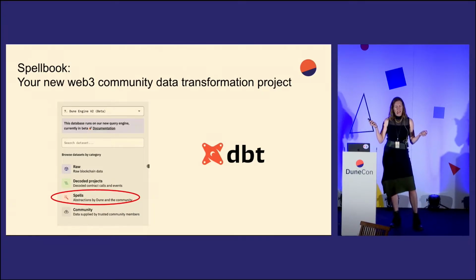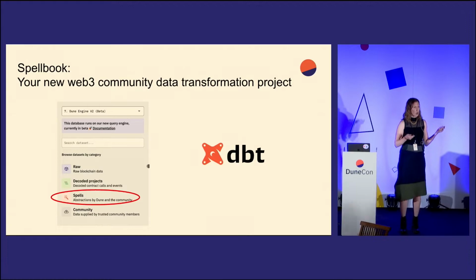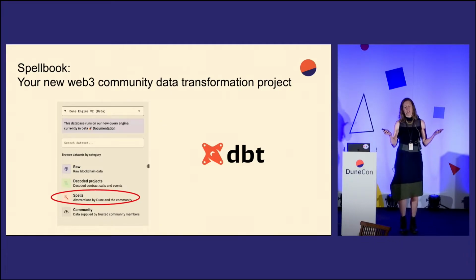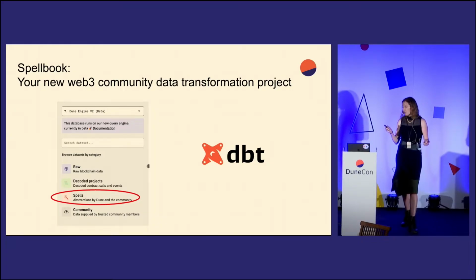So Spellbook, previously called Abstractions, is our Web3 community data transformation project. I'm sure all of you are aware of the terms ETL and ELT, and T, transformation, is what we're doing in Spellbook. We've made this big maturation of our project by converting our repo into a DBT project, data build tool. And DBT is basically an open source analytics framework that tries to take the best practices from software engineering and bring them into analytics engineering.